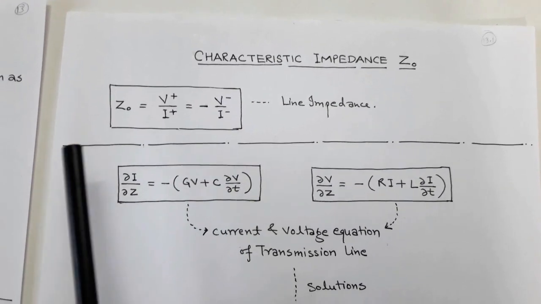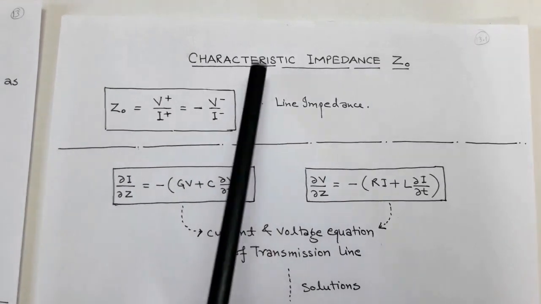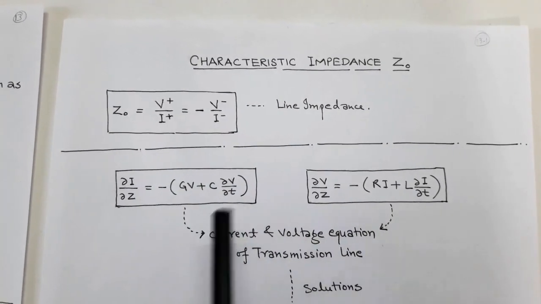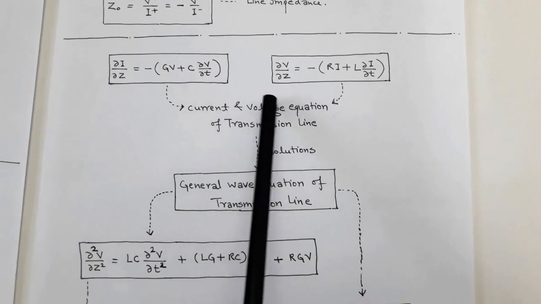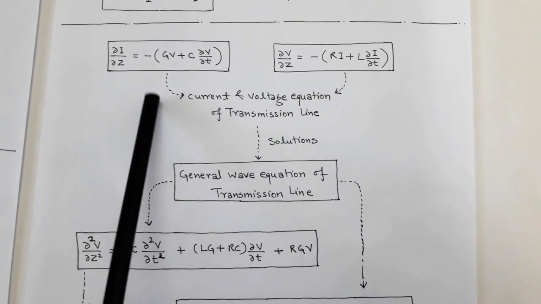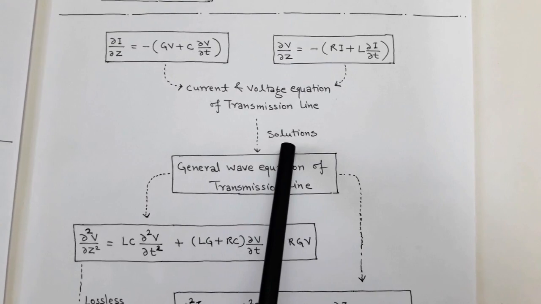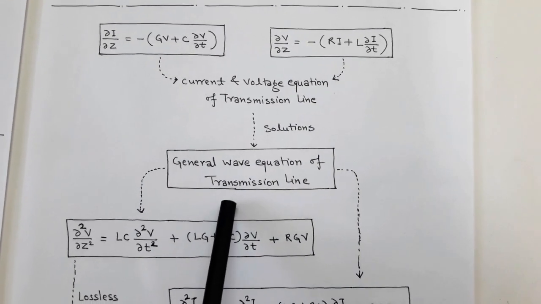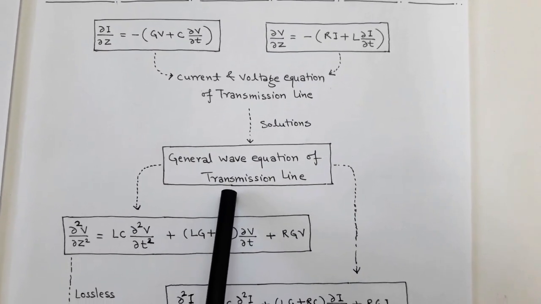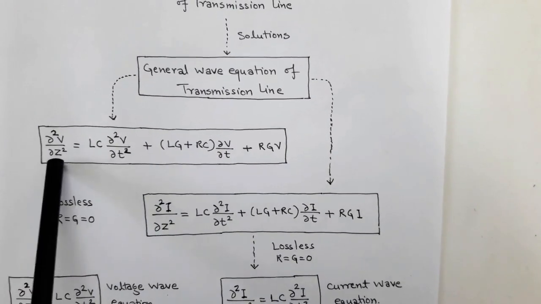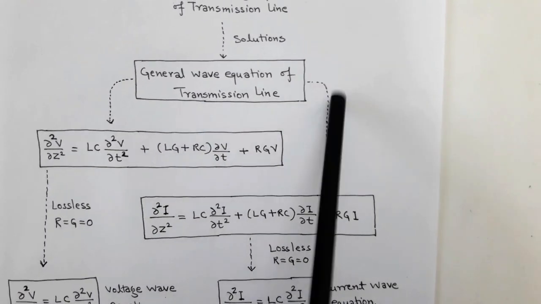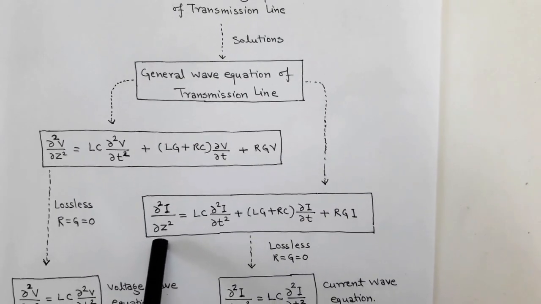To get the characteristic impedance Z0, we use the current and voltage equations of the transmission line, that is, del I upon del Z and del V upon del Z. The solution of these two current and voltage equations is the general wave equation, and that is a second order one, that is, del square V upon del Z square and del square I upon del Z square.